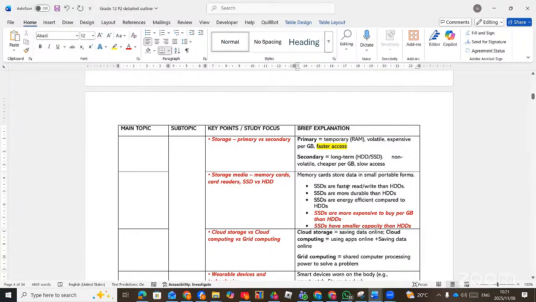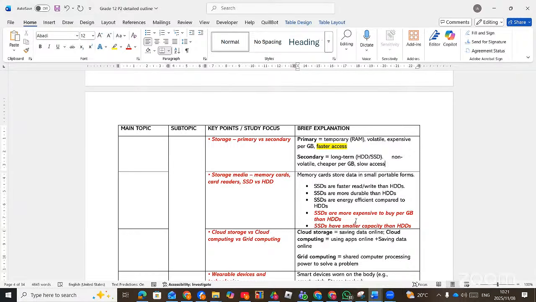First one, SSDs are faster to read or write than the HDD. I did not just say faster read or write. And then also the SSDs are more durable than HDDs, and energy efficient. In other words, they consume less power as compared to HDDs. But then the disadvantages are that SSDs are more expensive to buy per gigabyte than the HDD, and they also have smaller capacities than the HDDs available. So these are the comparison.